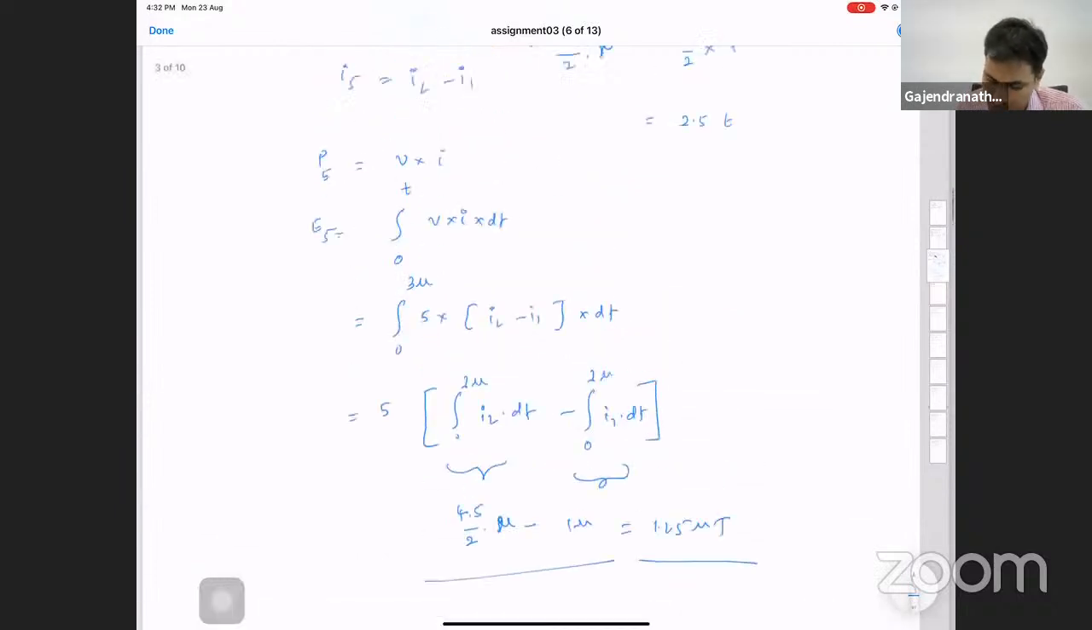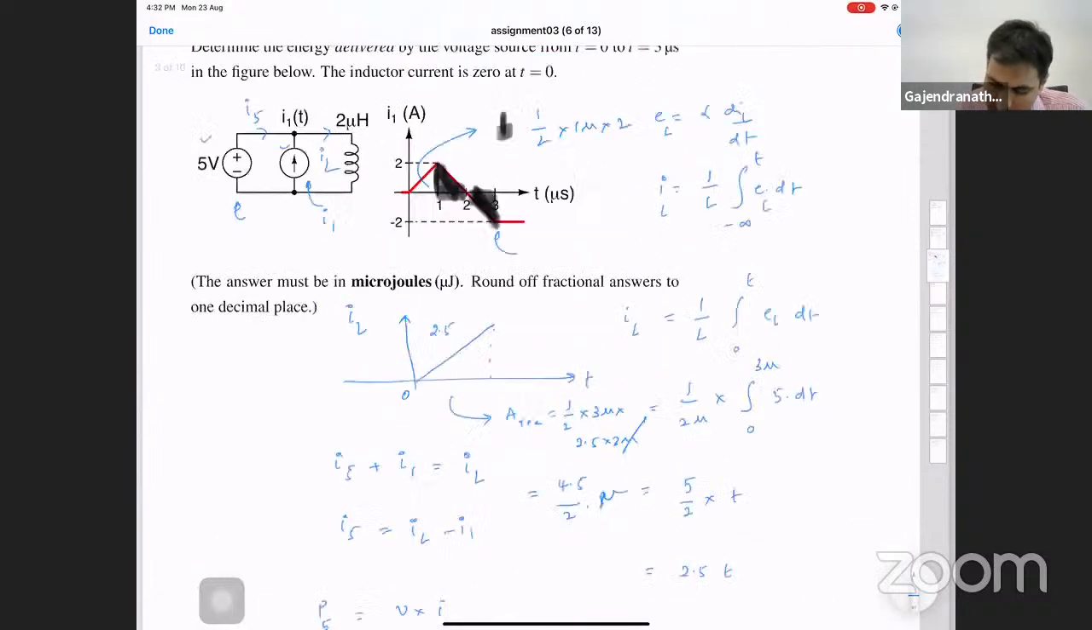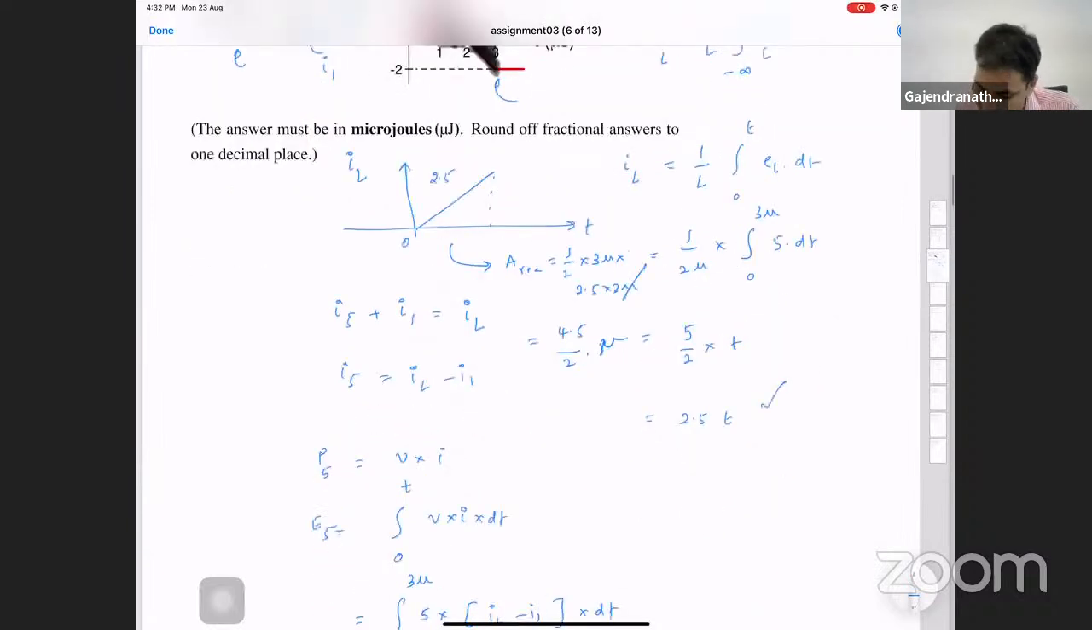So I did nothing. I tried with the help of this voltage, I found the current IL. If I know the current IL, this is the equation. Now I want to find the energy given by the 5 volt source. To know that, I need to know the power first. Power is given by voltage into current. If I want to find the energy, I have to integrate it from 0 to t.